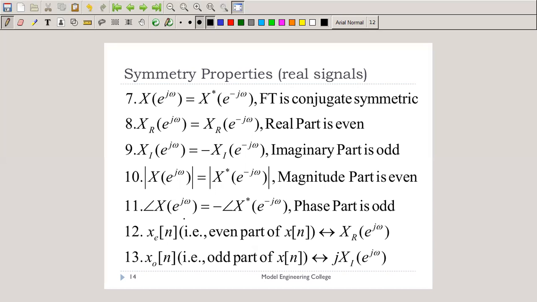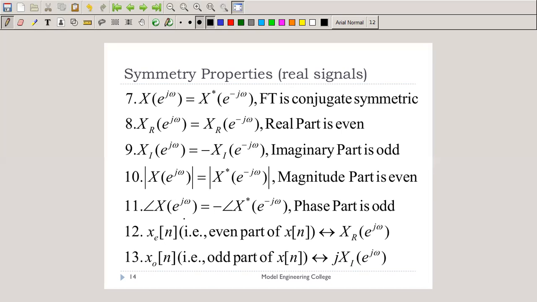And suppose the discrete time sequence is a real sequence, then we can state that X of e raised to j omega, that is the spectrum itself, the Fourier transform, is conjugate symmetric. That is, X of e raised to j omega is equal to X conjugate of e raised to minus j omega if the signal is a real signal. Similarly, the real part of the spectrum XR of e raised to j omega is equal to XR of e raised to minus j omega. So this is very important. This states that the real part is even.